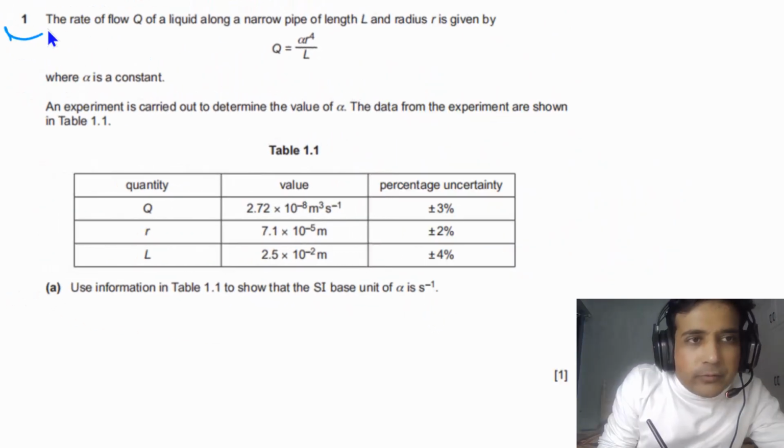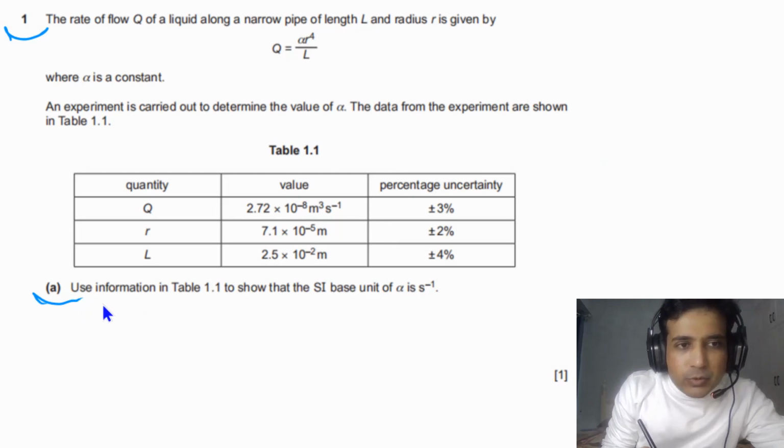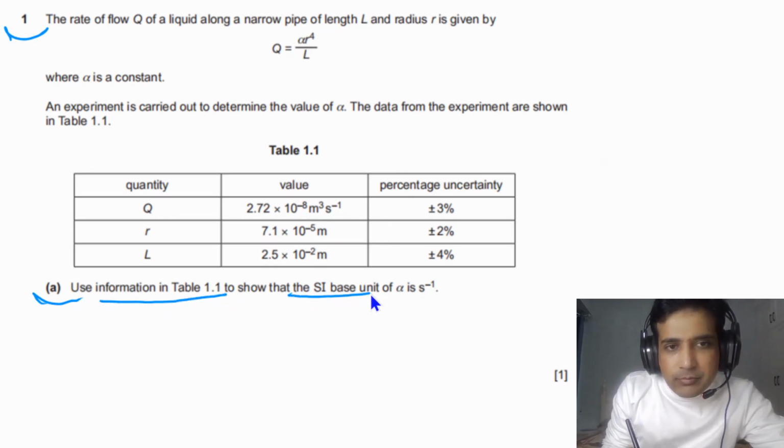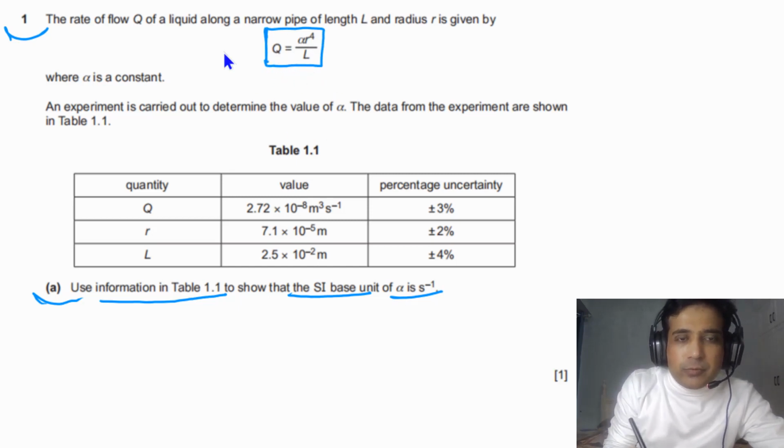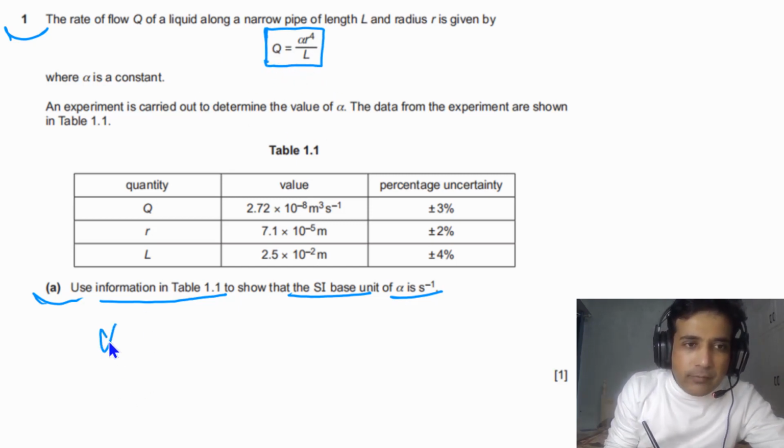For question number 1, part a, we need to use information from table 1.1 to show that the SI base unit of alpha is per second. For that purpose, we need this equation. So simply we can rearrange. We can make alpha the subject.